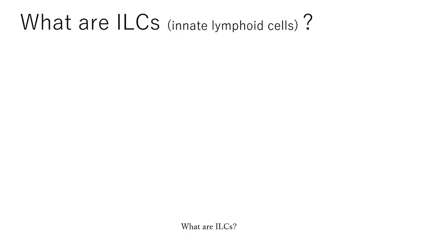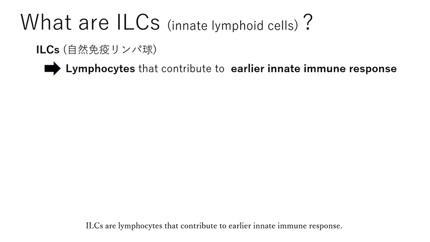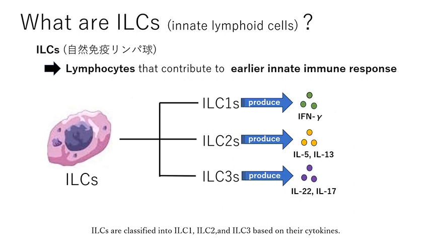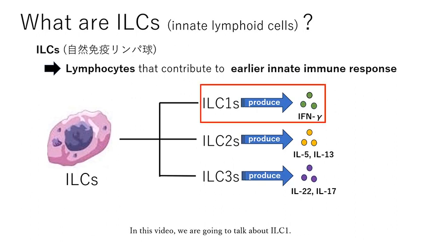What are ILCs? ILCs are lymphocytes that contribute to earlier innate immune response. ILCs are classified into ILC1, ILC2, and ILC3 based on their cytokines. In this video, we are going to talk about ILC1.